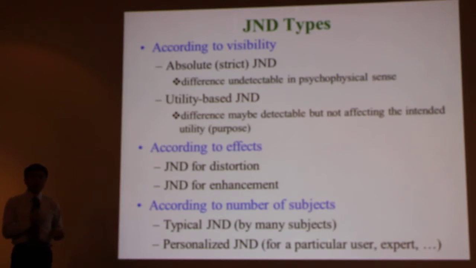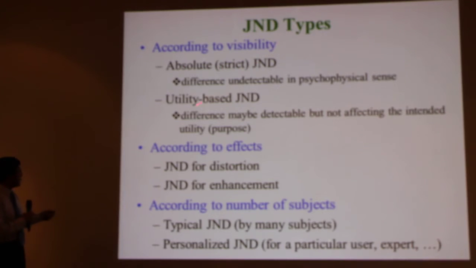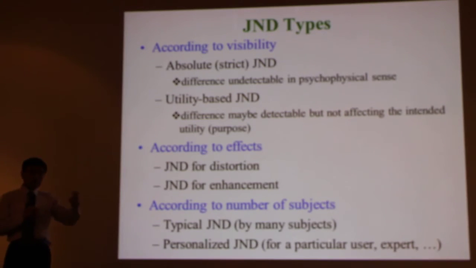Then there are several different classification possibilities for JND. Okay, as we mentioned before, we can define absolute or strict sense JND. That means we try to make it absolutely not noticeable. In some applications, we can allow the utility-based JND, as we already gave the example earlier, that we can detect the difference, somehow, but it does not affect our purpose. Then we can term it as a broad sense JND as well.